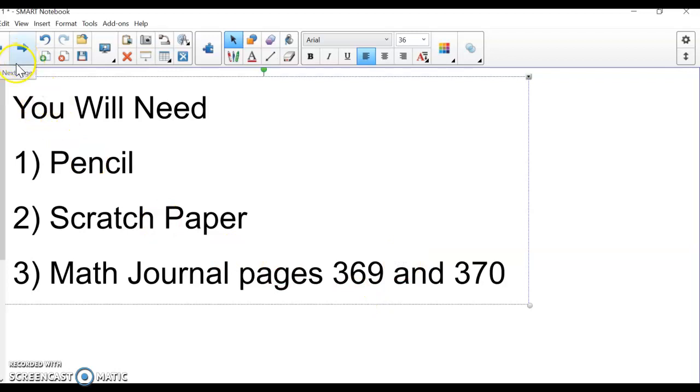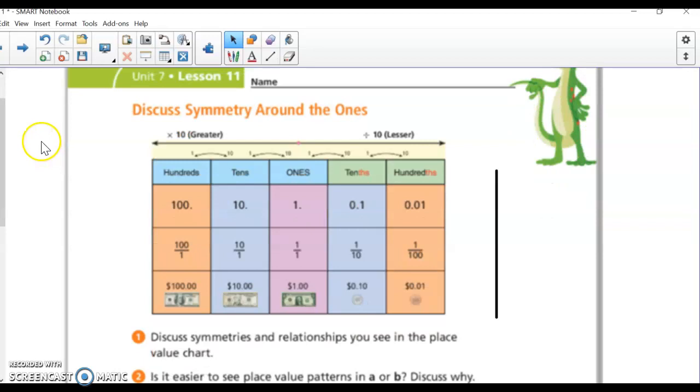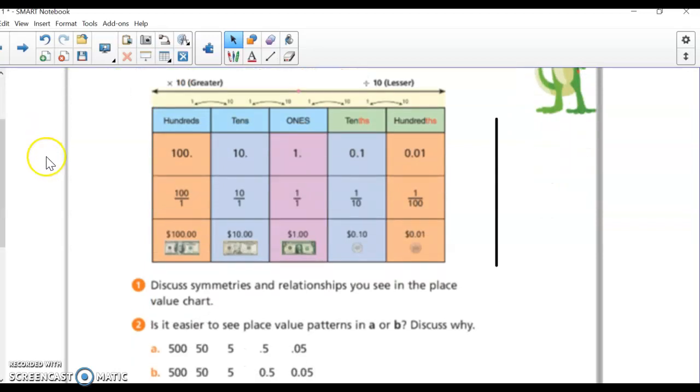And this lesson today will be pretty quick, so if you need to come back and re-listen to anything, make sure you do that. All right, so on page 369, we have a chart here. And this is our place value chart. And we just want to talk a little bit about this keyword symmetry. It says discuss symmetries and relationships you see in the place value chart.